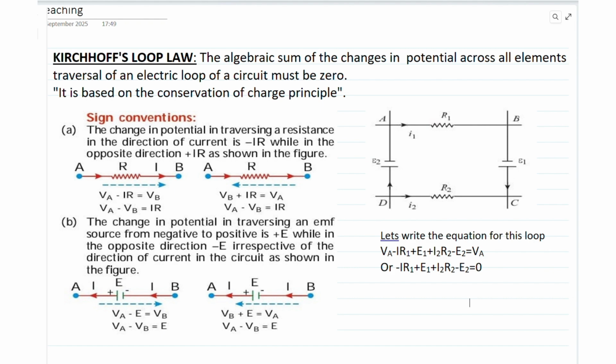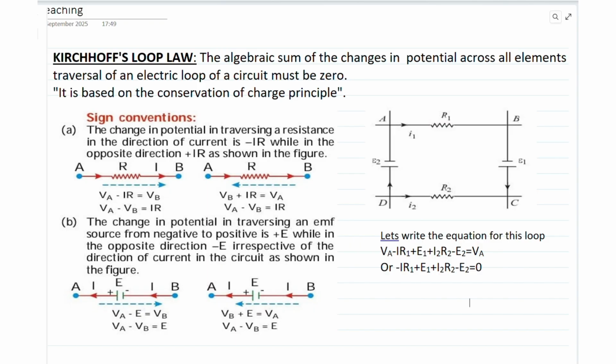Before doing this, there are certain sign conventions which everyone should be aware of. The first convention is that the change in potential in traversing a resistance in the direction of current is minus IR, while opposite to the current it's plus IR. It is very much visible from the diagram. The second one is most important: the change in potential in traversing an EMF source from negative to positive is plus E, while in the opposite direction it is minus E, irrespective of the direction of the current as shown in the figure.